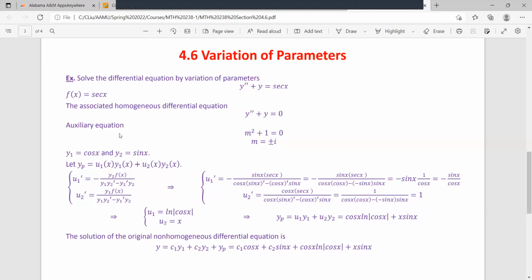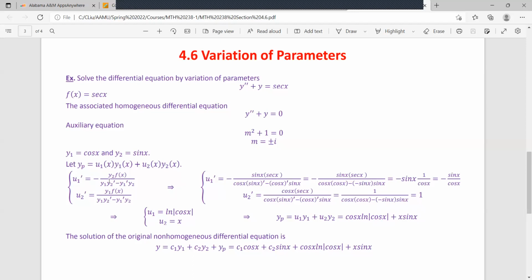We call them y1 and y2. Now we just use the variation of parameters, which is yp equals u1 times y1 plus u2 times y2, where u1 and u2 both are functions. And the formulas for u1 prime and u2 prime are just that. I just copied it from the previous page. So you just plug in y1, y2, f in each formula.